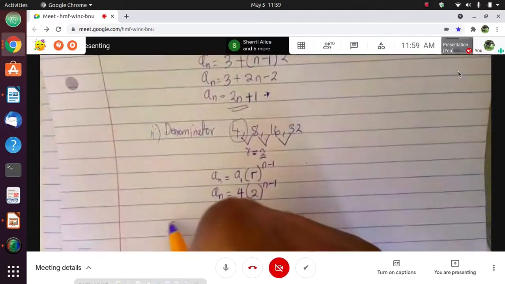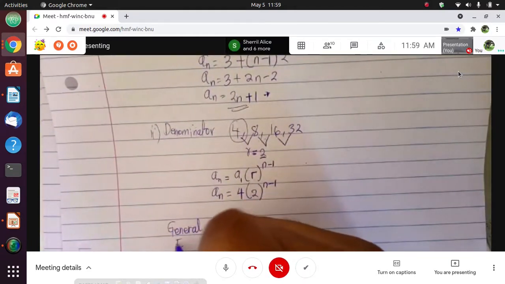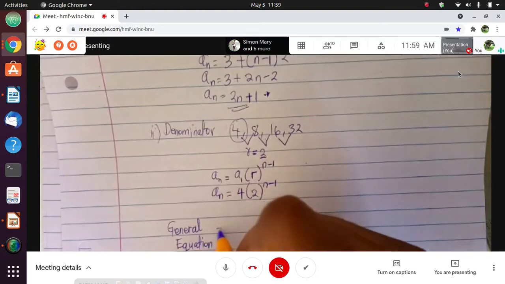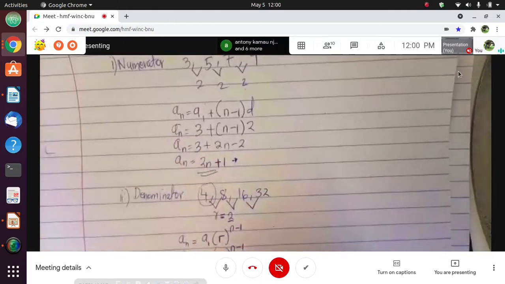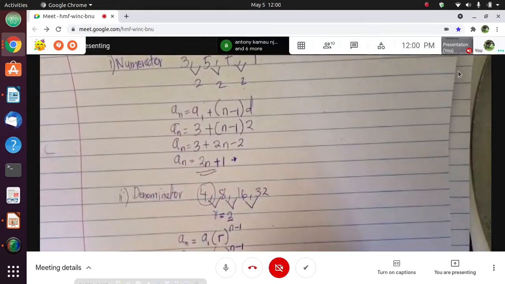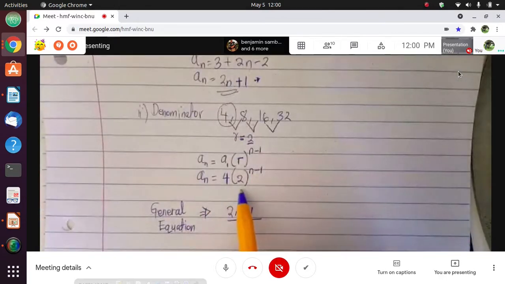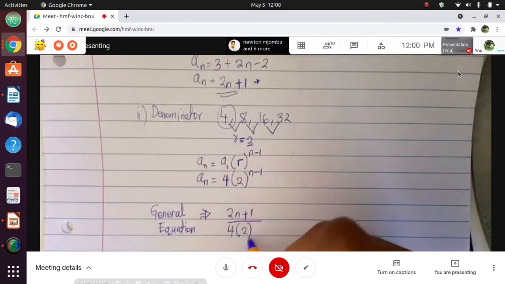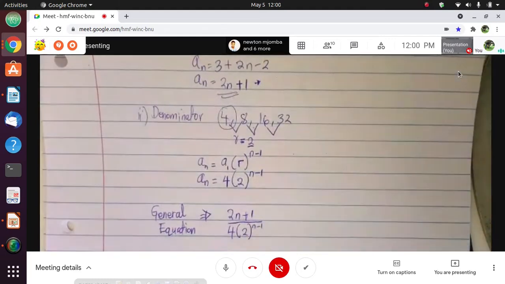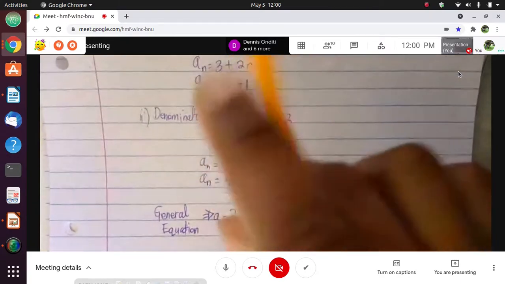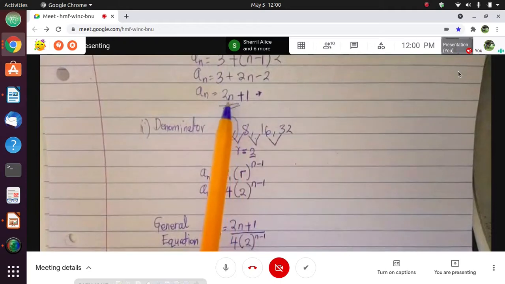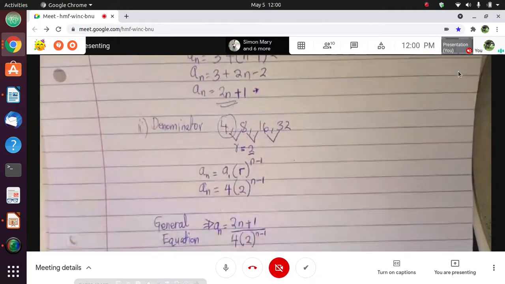Therefore, the general equation for this fractional sequence is the general equation for the numerator, which is 2n plus 1, divided by the general equation for the denominator, which is 4 times 2 raised to n minus 1. Are we together? The general equation of a fractional sequence is given by the general equation of the numerator divided by the general equation of the denominator.